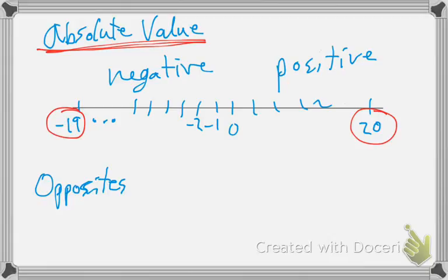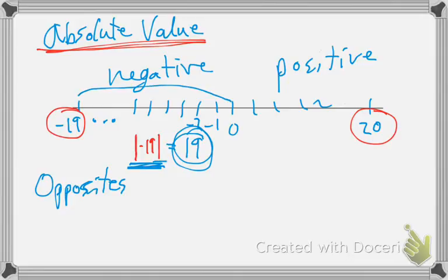Absolute value looks like this. These two brackets, I'm going to put -19 in there. The absolute value of any integer is simply the positive amount. So -19, because it's in these brackets right here, becomes 19. Another way to say that is the absolute value of -19 is just 19 because it's 19 away from 0.